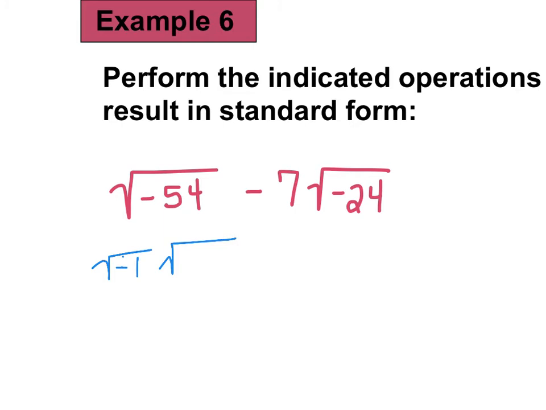4 and 5. No, wait, that's dumb. 9 and 4. What times what's 54? That's 9 and 6. 9 and 6. I'm sorry. It's okay. You're fine. It's the end of the day. I understand. My brain turned off.